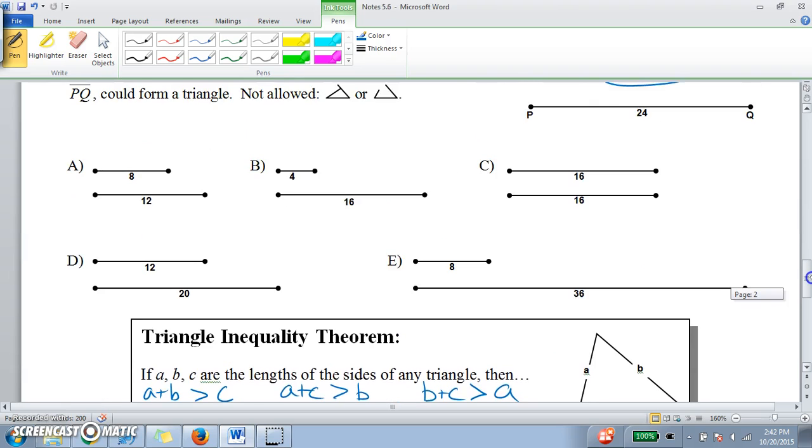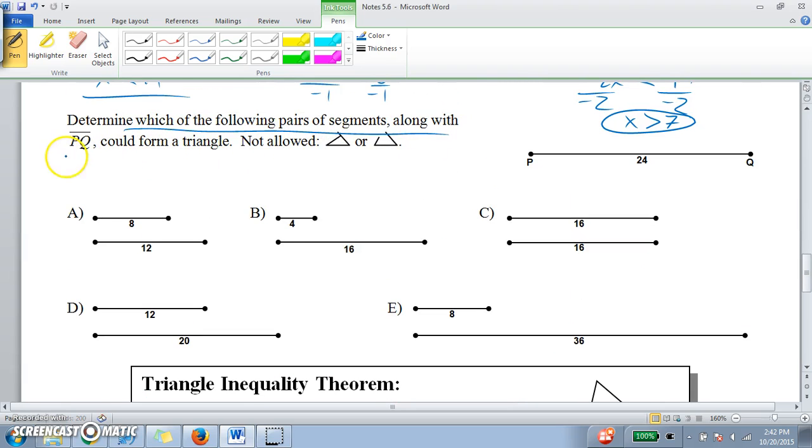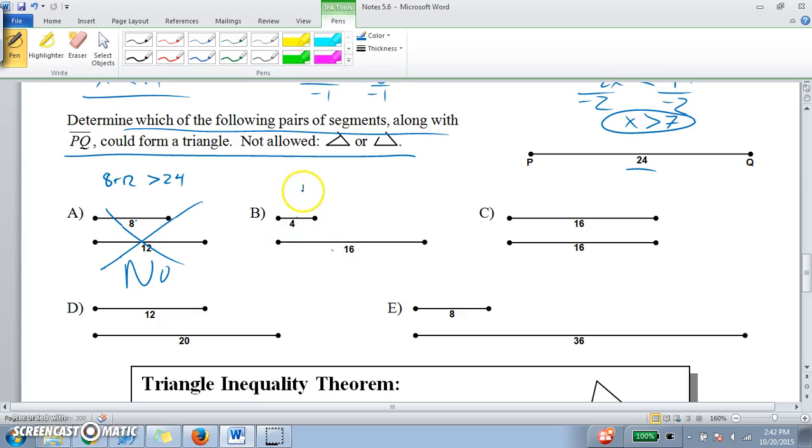So, going back up here, it says determine which of the following pairs of segments along with PQ could form a triangle. PQ is 24 units long. So we have to determine is 8 plus 12 greater than 24. 8 plus 12 is 20, which is not greater than 24, so this would not work. Same thing, 4 and 16. If we add 4 and 16 together, that also only equals 20, which is not greater than 24, so this would also not work. 16 plus 16 is 32, which is greater than 24, so this would work.